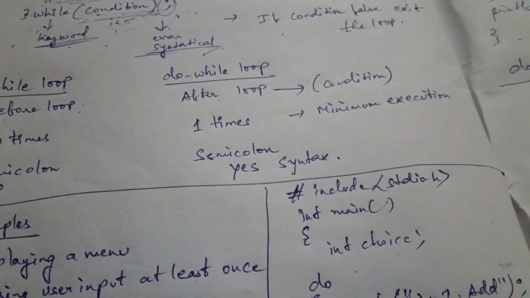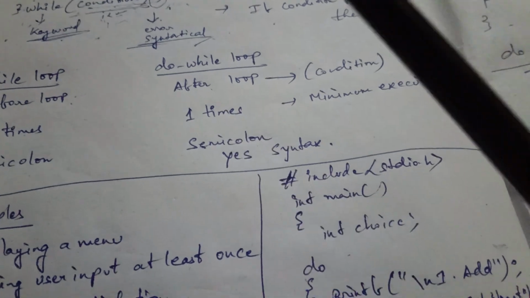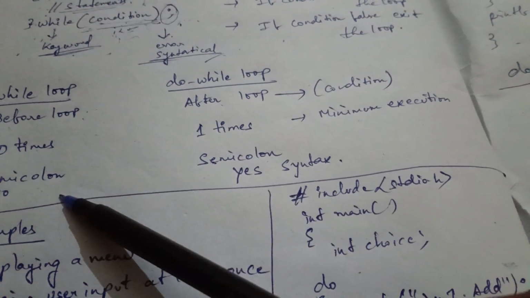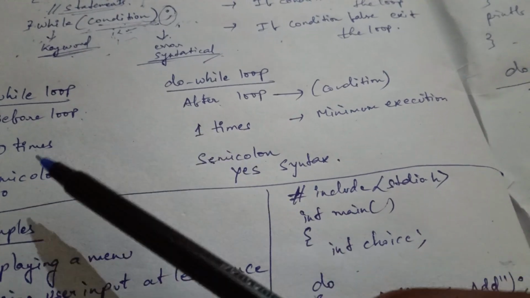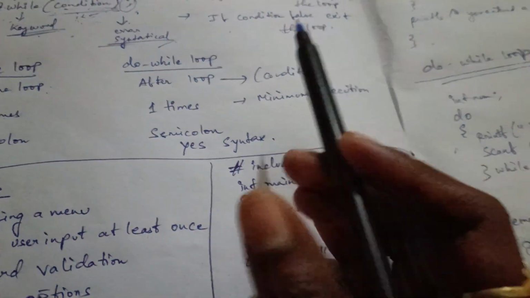But here, there is the expectation that even if the condition is false, for at least one time the statements will execute, you will see some execution. Another thing is, in a normal while loop you don't have a semicolon, in do while you have a semicolon. So this is a basic difference.